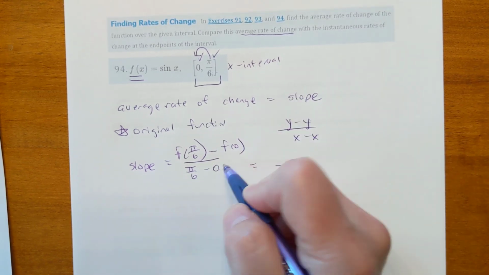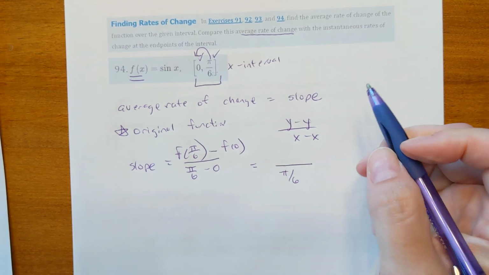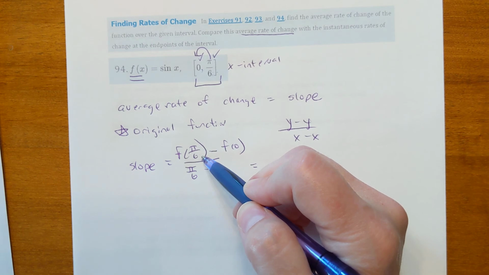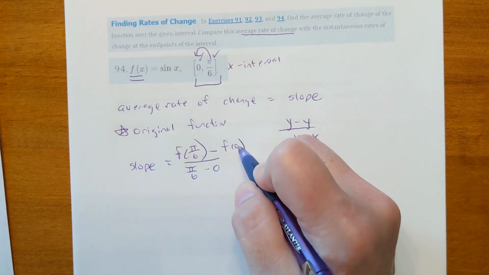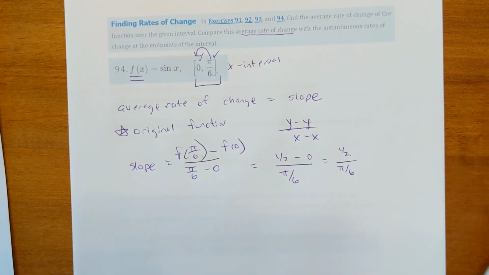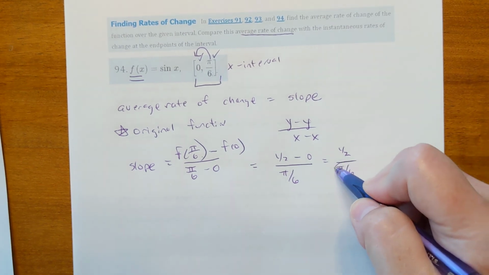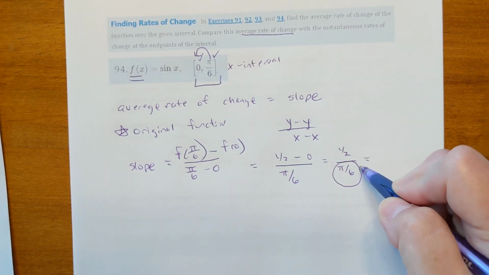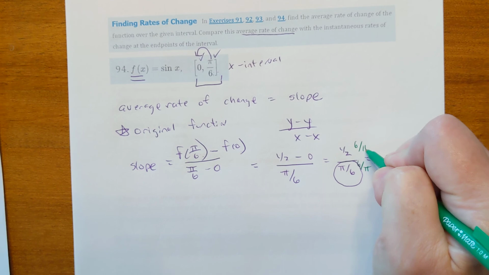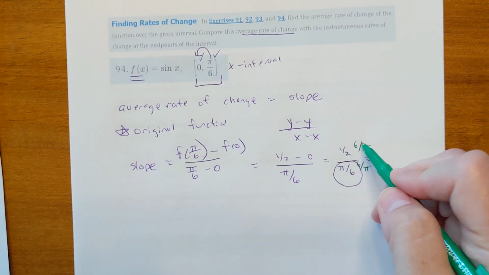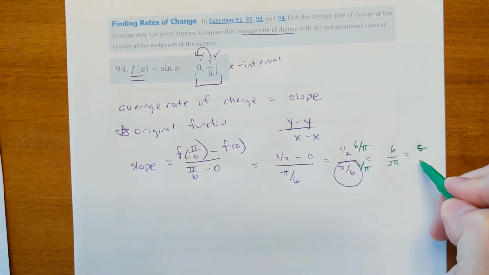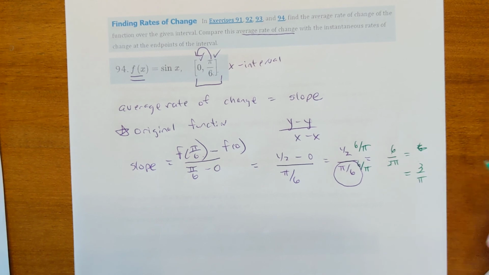So on the bottom, we got pi over 6 minus 0, which is pi over 6. On the top, the sine of pi over 6, hopefully you know that and have it memorized, it's a half. And then the sine of 0 is 0. So you get 1/2 over pi over 6. So cleaning that up, it's divided by a fraction. So what you can do is flip it over, multiply the top and bottom by the reciprocal of it, 6 over pi. And then you multiply straight across. 6 times 1 is 6. 2 times pi is 2 pi. So that makes the answer 3 over pi.